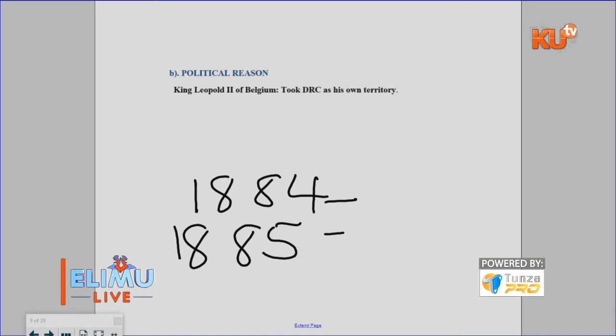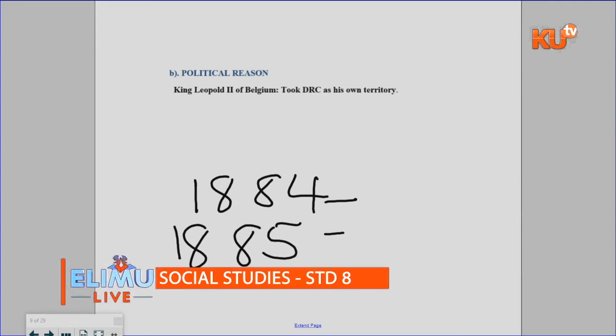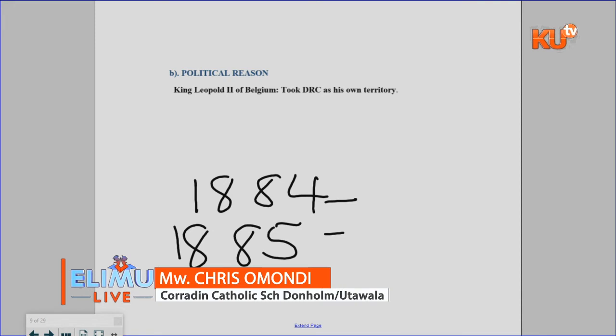That conference was held in Germany, chaired by Otto von Bismarck. He chaired a conference which wanted to bring all the European nations together so that they could avoid the wrangles that were going on. So that is one of the main reasons why King Leopold II of Belgium took DRC Congo as his territory, because it was one of the things that was decided in that conference.